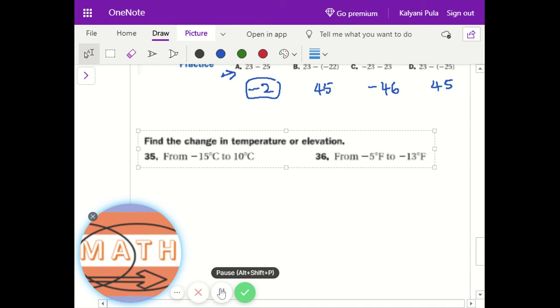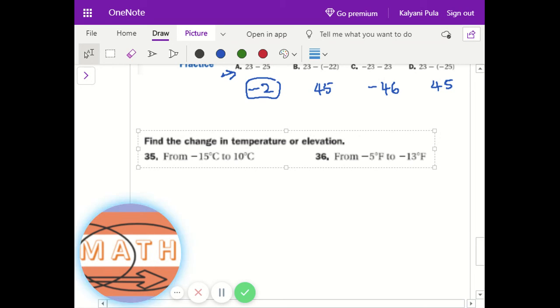You're drawing that number line, and that helps you really well. I like the number line drawing. When you draw that one, it gives you a clear picture of what's happening there. So here is negative 15 to 10, that's 25 degrees change, that's good. And then negative 5 to negative 13, that's 8 degrees change. Good job, I like that.